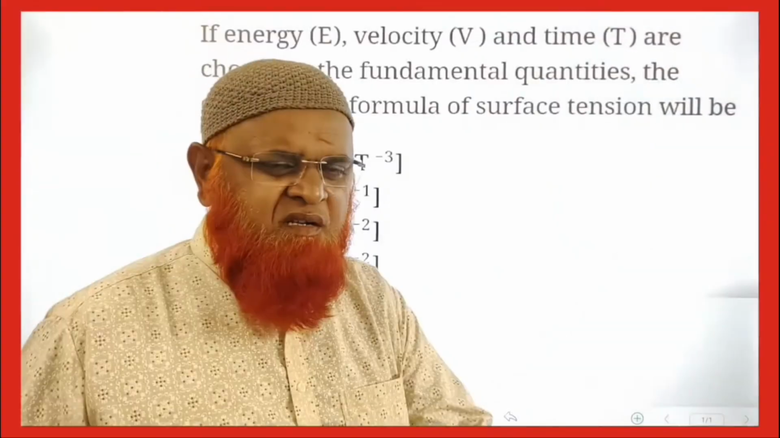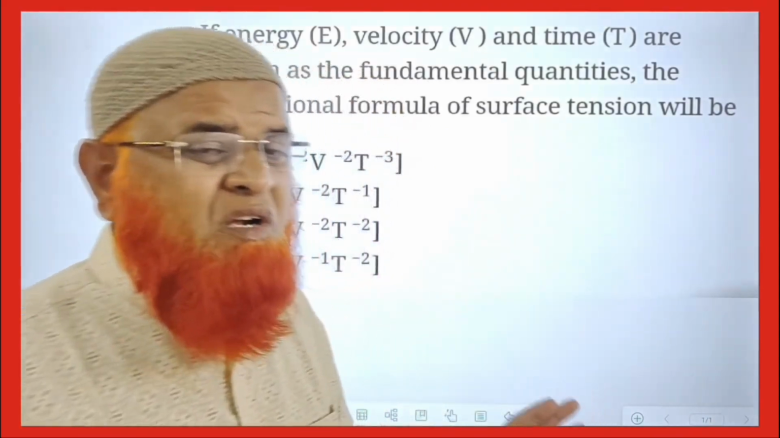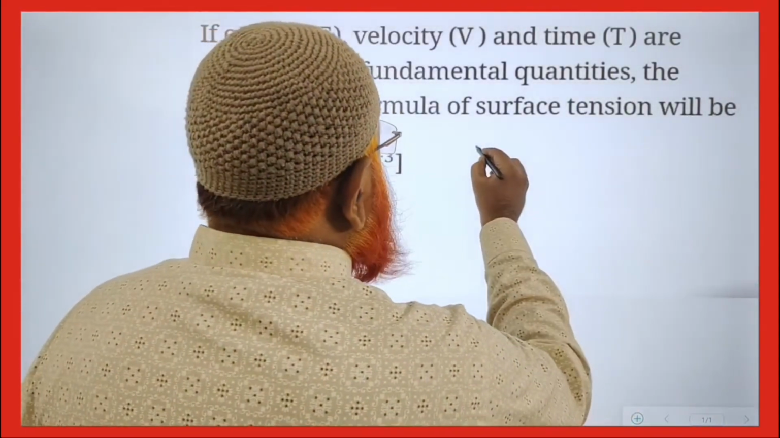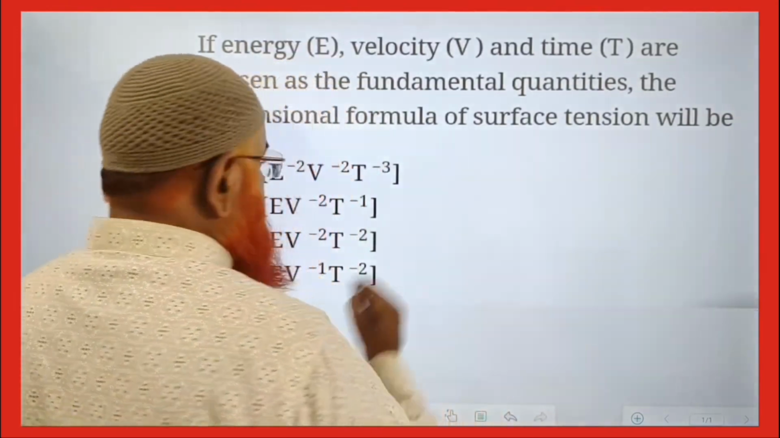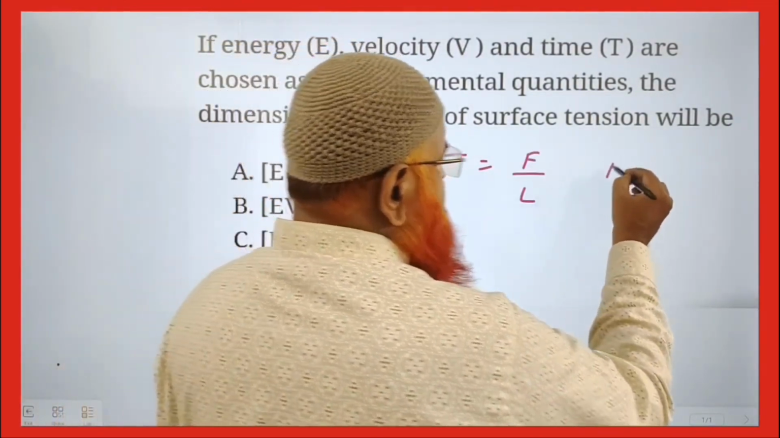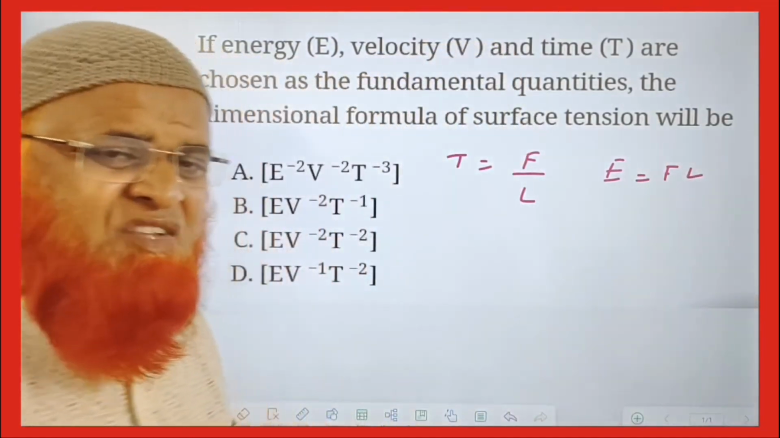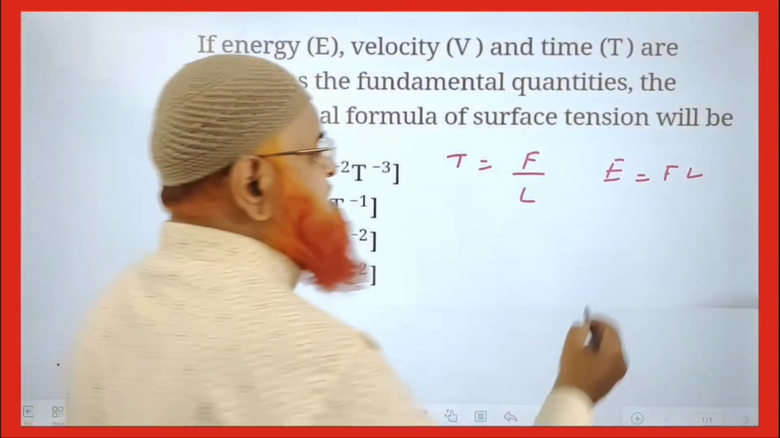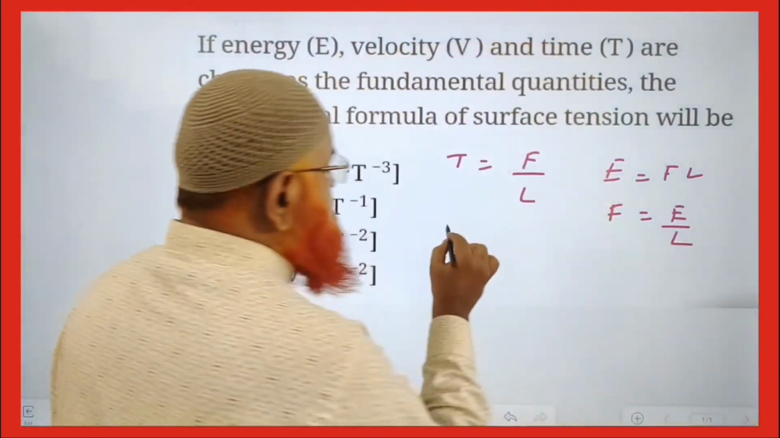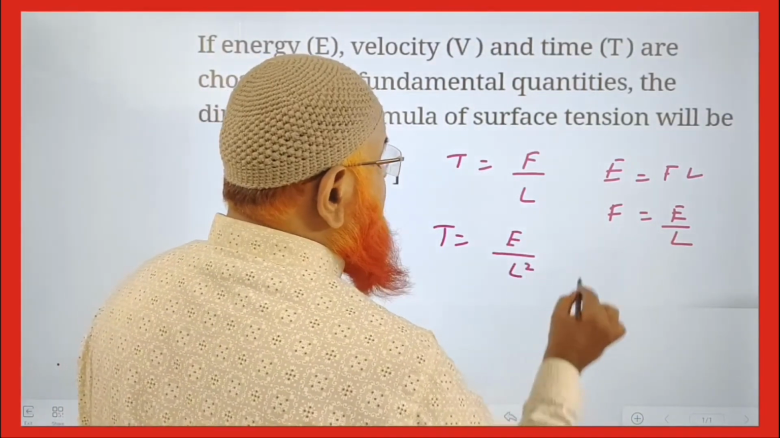Friends, let me solve this problem in a completely different style, not with old traditional methods. Now let us see, he's asking us to find the surface tension. So you all know tension is equal to force by length. You also know energy is equal to force into displacement. Energy or work done, both are the same, force into displacement. So we can write force is equal to energy by length. So here, instead of force, I am going to write energy by length. So energy by L square.